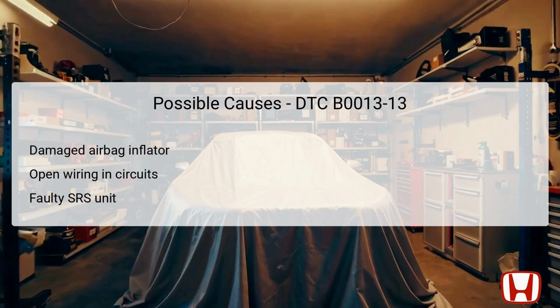Several potential causes for the DTC B0013-13 error code exist. First, a damaged front passenger's knee airbag inflator may not function properly, leading to an open circuit condition. Second, open wiring in the related circuits, particularly the power supply, RKA+, and ground, RKA-, may also create resistance issues that trigger the DTC.